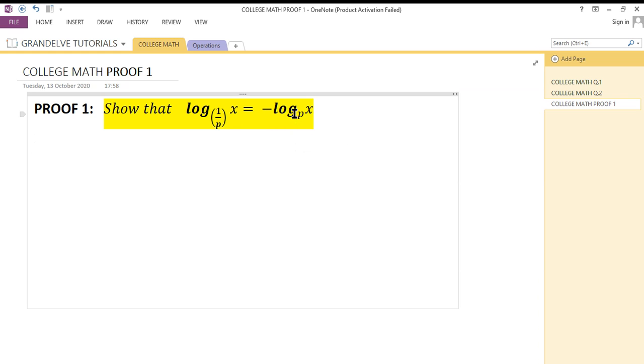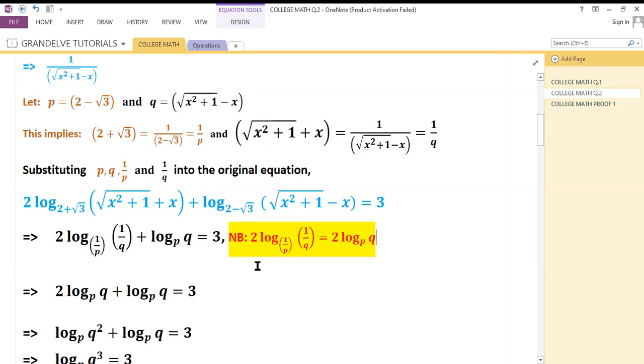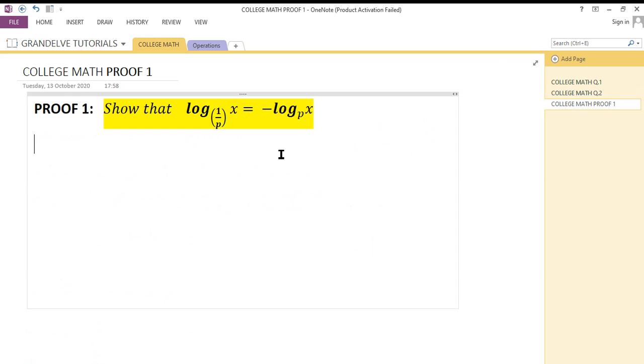We believe that if this understanding is so clear to our viewers and subscribers, it will then be easier for us to show to you why 2 log 1 over q base 1 over p is the same as 2 log q base p. So we entreat our viewers and subscribers to give us our full attention as we show that log x base 1 over p is the same as negative log x base p.